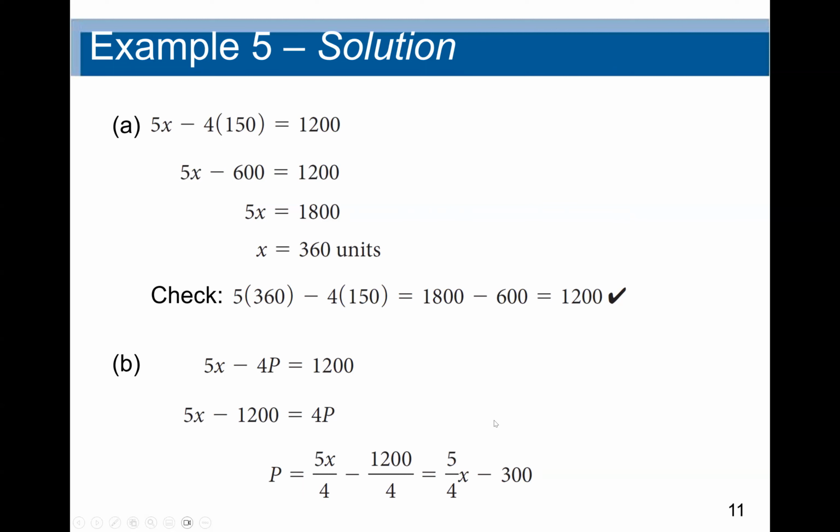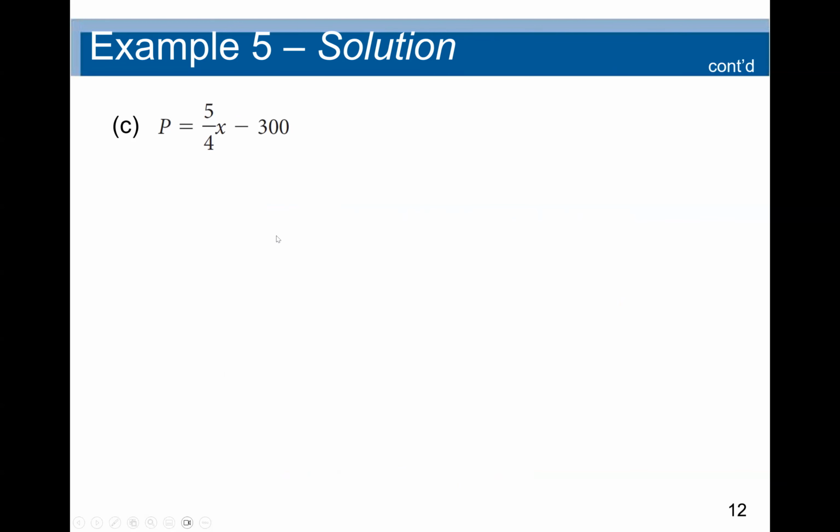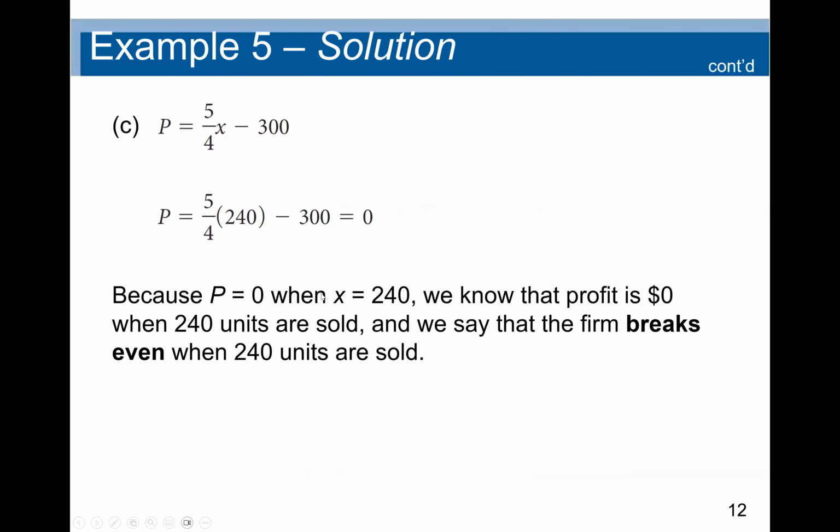Then C, they gave us the number of units x, and we look for the profit. The number of units is 240, so we use 5 over 4 times 240 minus 300, and the answer will be 0. Now because p equals 0 when x is 240, we know that there's no profit if we sell 240 units. So for 240 units, normally we use the term break even. Break even is when total revenue is the same as total cost, so no loss, no profit.